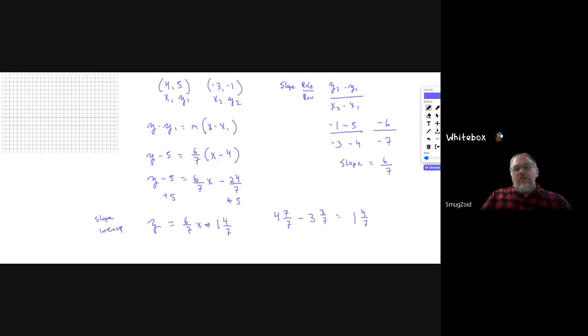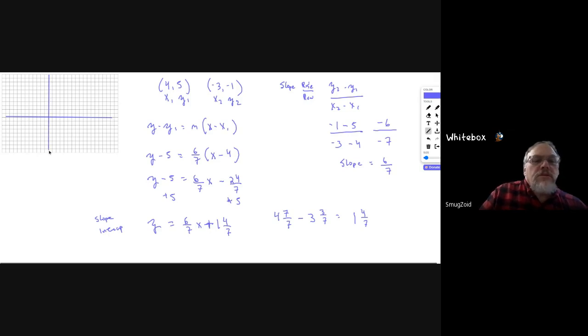So it's going to interact with the y-axis. When x is 0, it's going to be at 1 and 4/7. I mean, the y-intercept is 1 and 4/7. So let's draw this up. It's going to be a little strange, but we can go for it. Let's put this here. Okay. We'll put this down here. Once more, you label your axis. This is the y. This is the x.